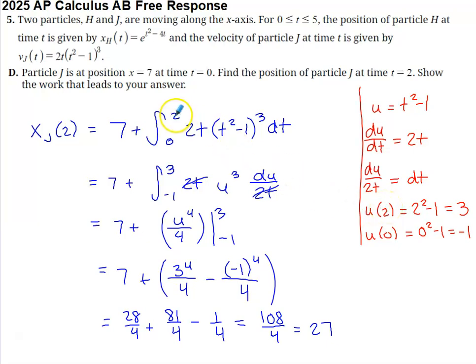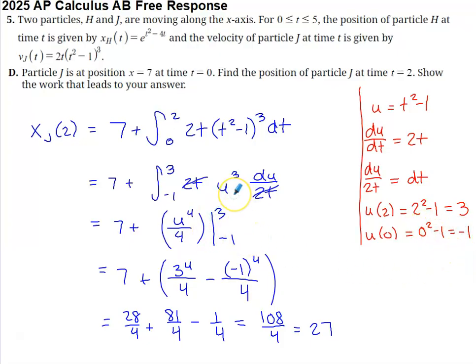The original upper limit was a t value of 2. What is the corresponding value of u? 2 squared minus 1, which is 3. What's the corresponding u value to a t of 0? 0 squared minus 1, which is negative 1.